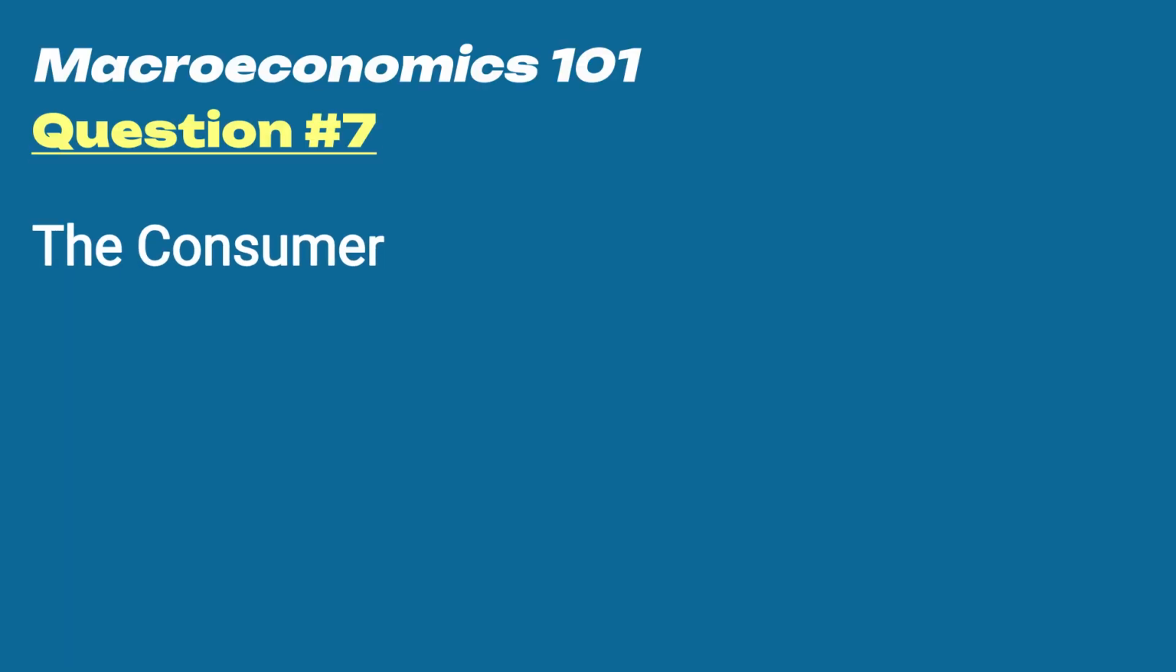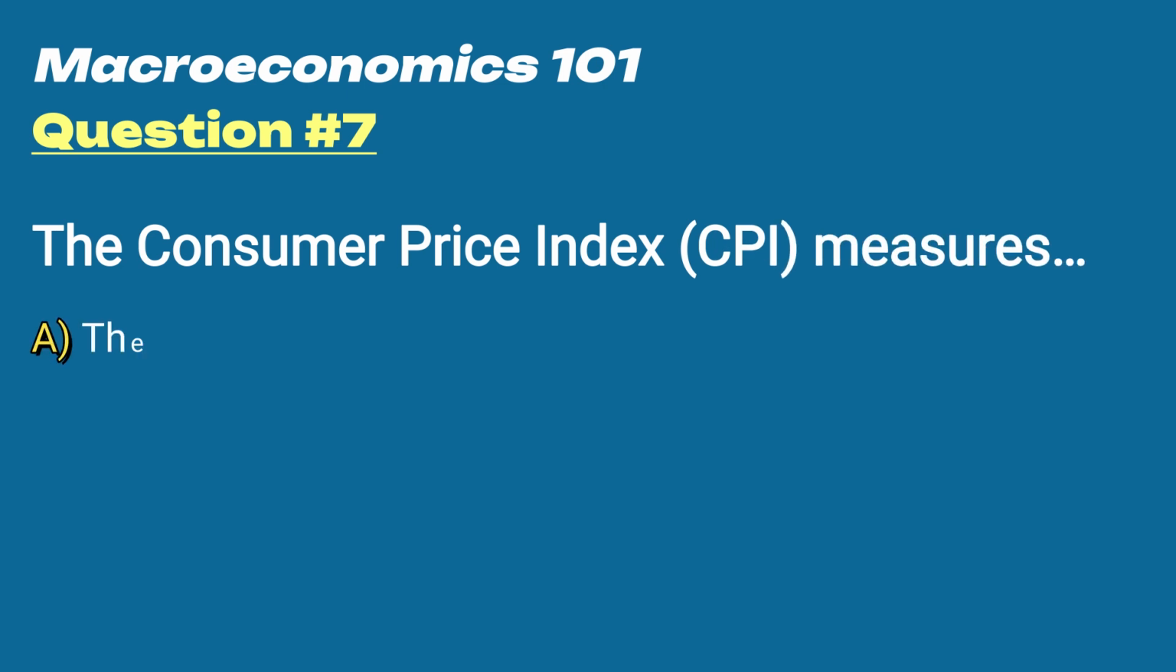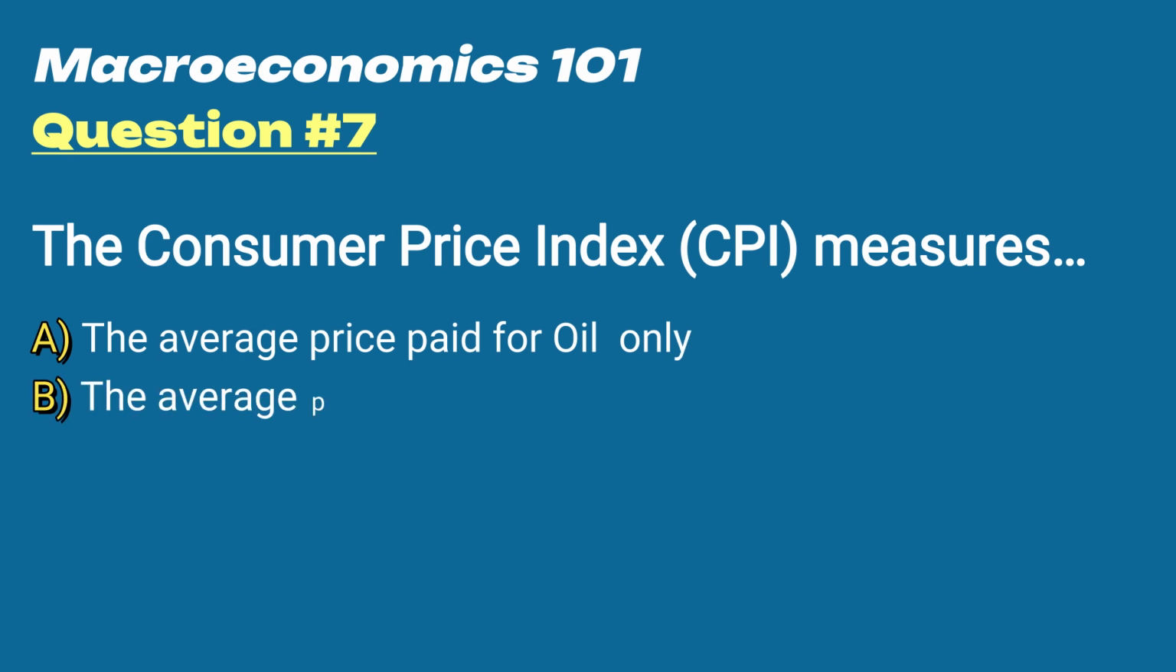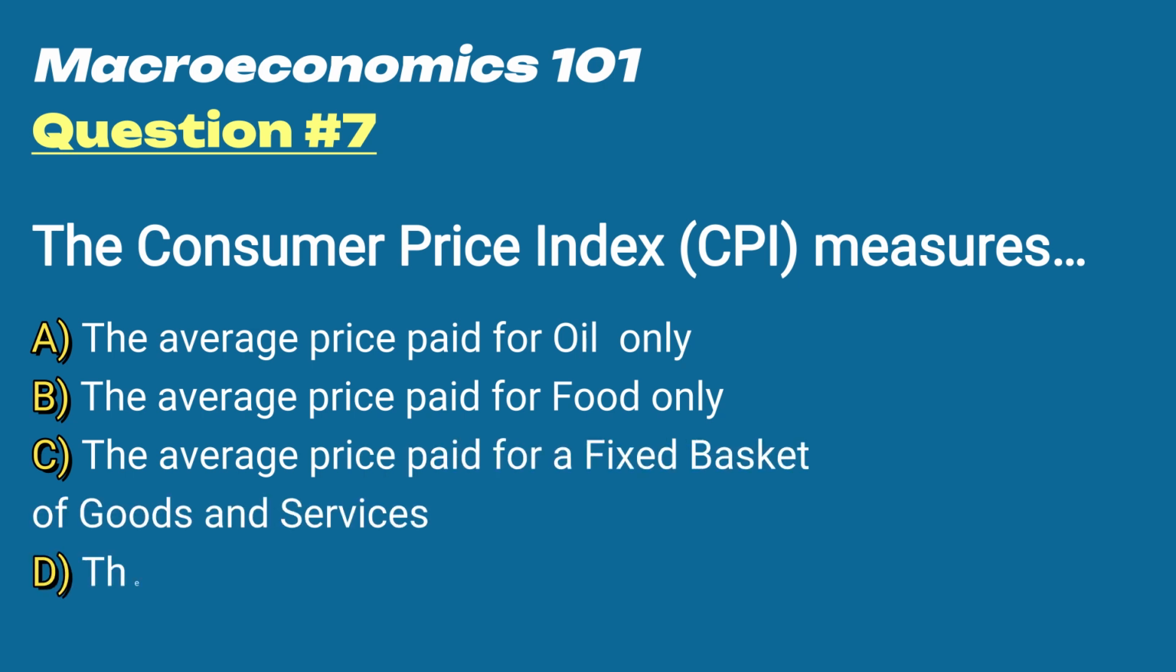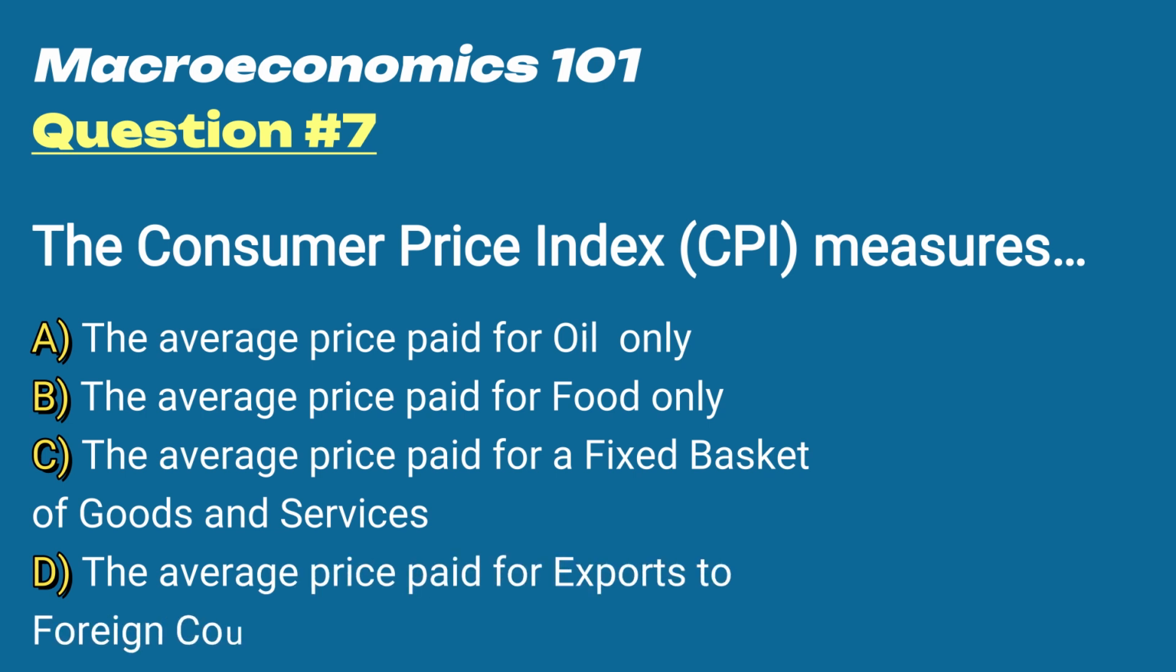Question number 7. The Consumer Price Index, CPI, measures A, the average price paid for oil only, B, the average price paid for food only, C, the average price paid for a fixed basket of goods and services, D, the average price paid for exports to foreign countries.